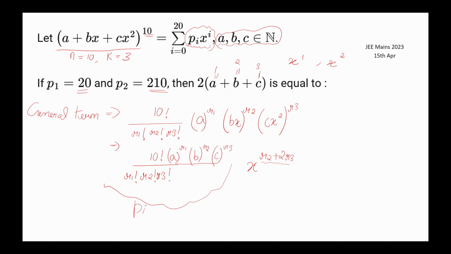Now what have they asked us? We have to find out twice of a plus b plus c, twice of 1 plus 2 plus 3. What does this come out to be? Twice of 6, and this is nothing but 12. This is our answer.